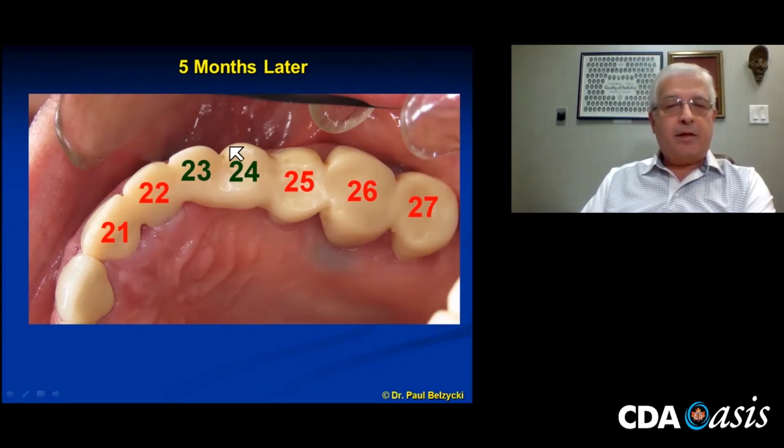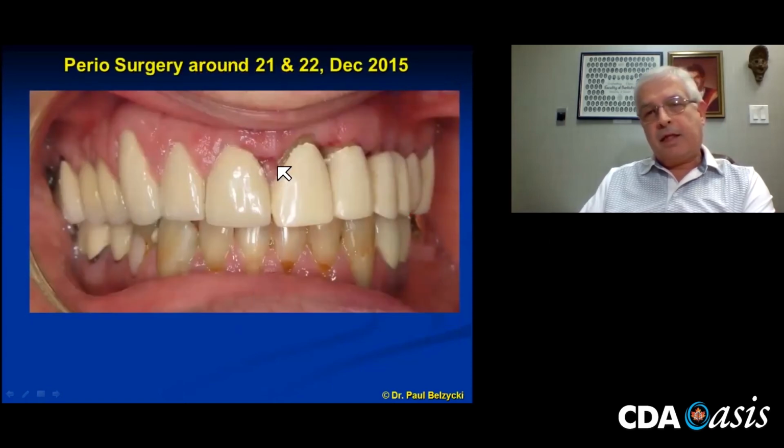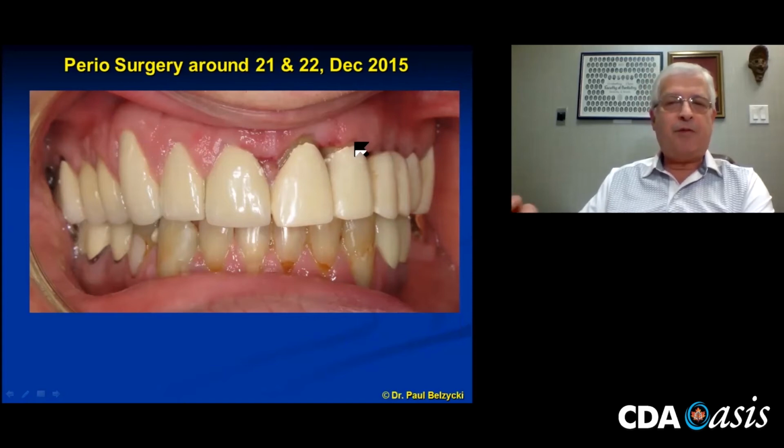And there are our two pontics. I did another surgical procedure here because I was addressing this area. I want a more uniform smile line. It wasn't specifically for that. The tissue just needed to be cleaned up. And that's the best reason I can give.